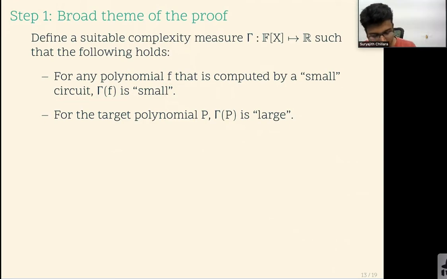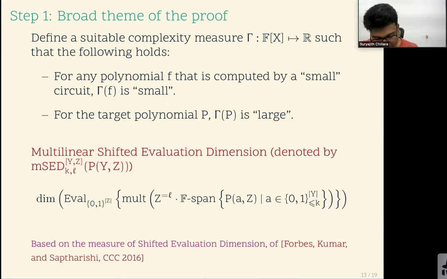So here we are interested in distinguishing IMM and polynomials of bounded individual degree r that are computed by quasi-polynomially large sigma power sigma pi circuits. Towards that, we define a measure that we call multilinear shifted evaluation dimension. This measure is based on the shifted evaluation dimension of Forbes, Kumar and Saptarishi. It is important to note that if P and Q are two different polynomials that are functionally equivalent over 0 1 power n, then this measure is identical for both of them.